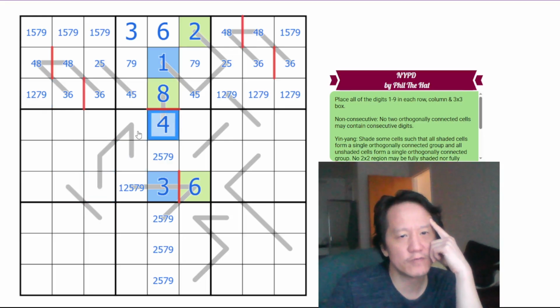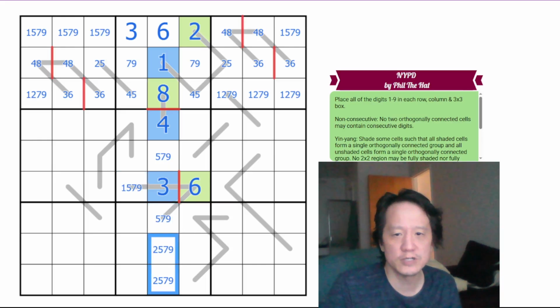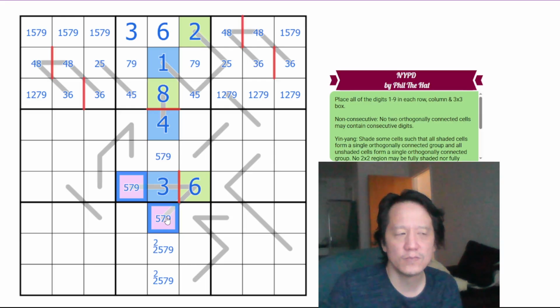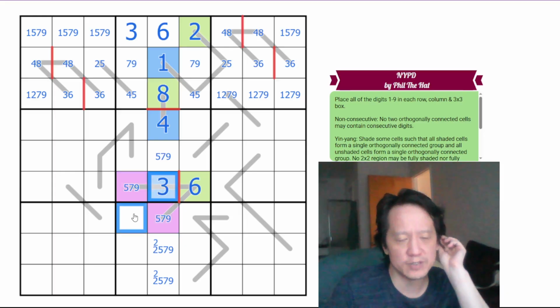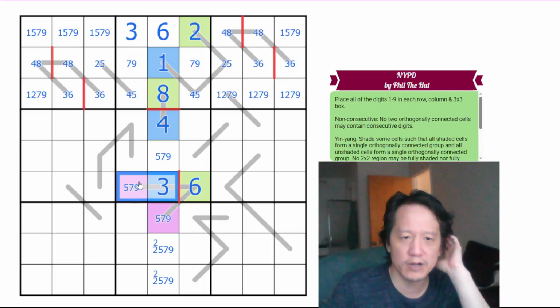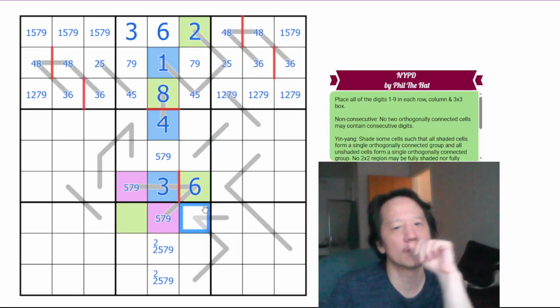What else do we have here? This is 3, so this cannot be consecutive with 2. So this can't be 2, this can't be 2, this can't be 2. 2 has to be one of these two. So this must be a 5, 7, 9, and these are the same. These must be the same shading. So this cannot be the same shading because otherwise it would be a 2 by 2 area if they're all shaded, or if this is green, you get the deadly pattern here. So this must be green. Okay.